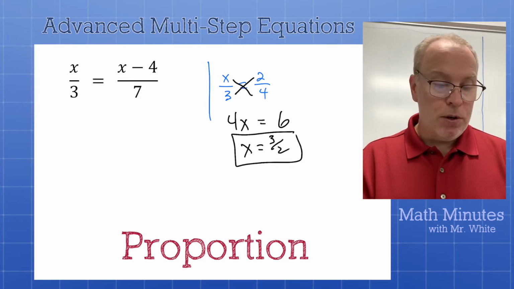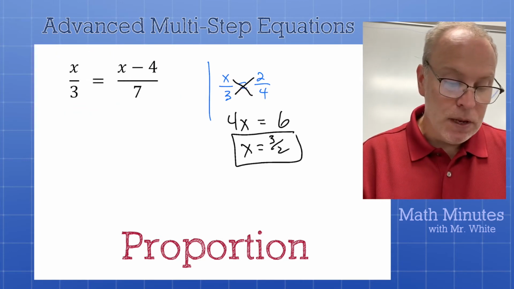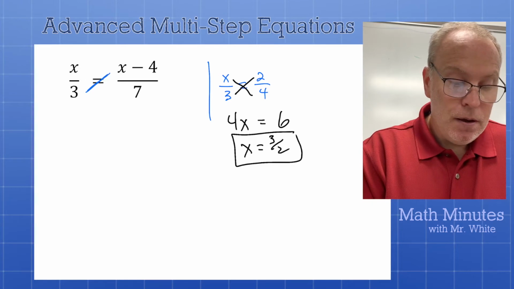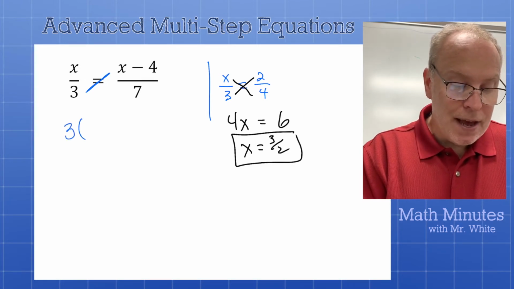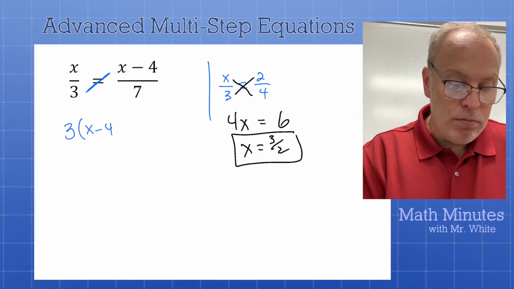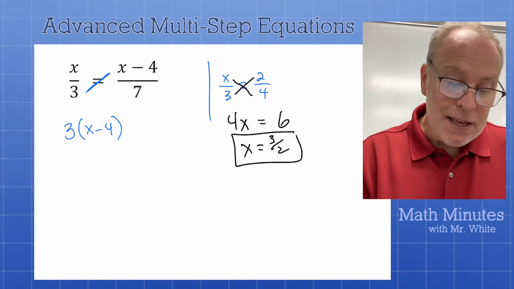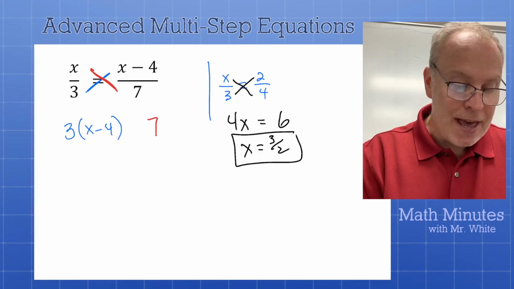So that's how you could do a simple proportion. Well, this is a proportion also. It's a fraction equals a fraction. So I'm going to use the same technique. I'm going to take my cross product that way. I'll do it in blue. 3 times the entire binomial, x minus 4, because it has 2 terms. It's called a binomial. The other direction, 7 times x, we write that as 7x.